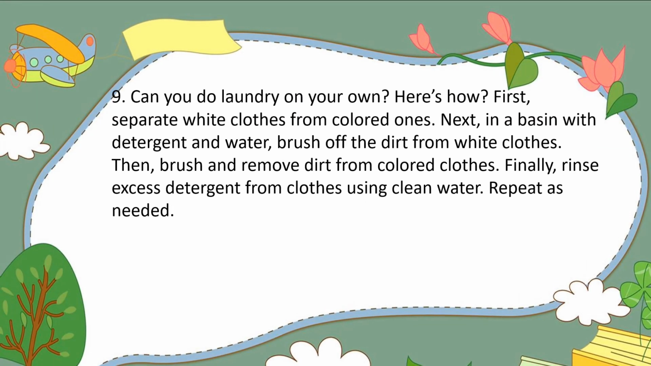Number 9. Can you do laundry on your own? Here's how. First, separate white clothes from colored ones. Next, in a basin with detergent and water, brush off the dirt from white clothes. Then brush and remove dirt from colored clothes. Finally, rinse excess detergent from clothes using clean water. Repeat as needed. Correct, it's procedural.